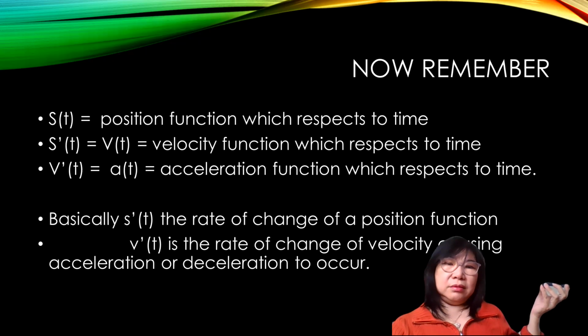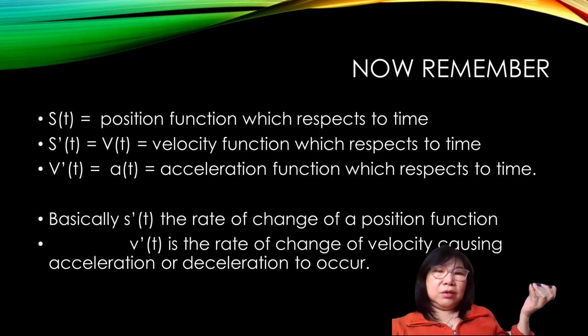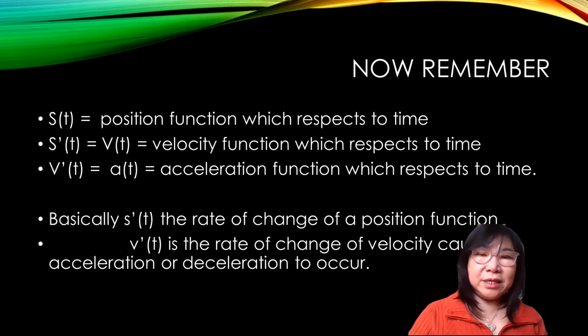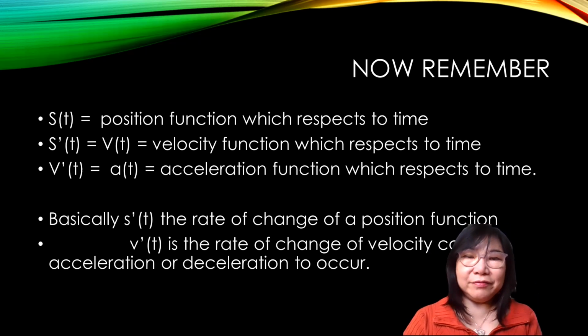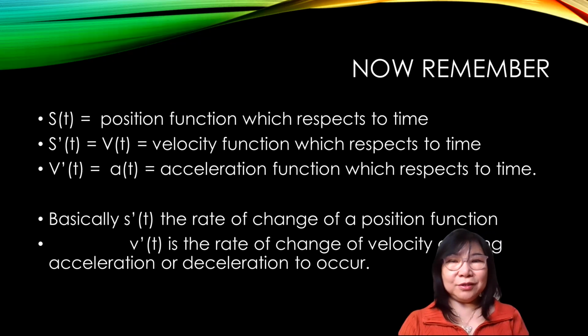So basically, s prime t is the rate of change of a position function, and v prime t is the rate of change of velocity, causing the acceleration or deceleration to occur. So that is how I explain this slide, these 3 slides in my PowerPoint. This is just adding additional clarification about derivative in motion to my first introduction to calculus course.